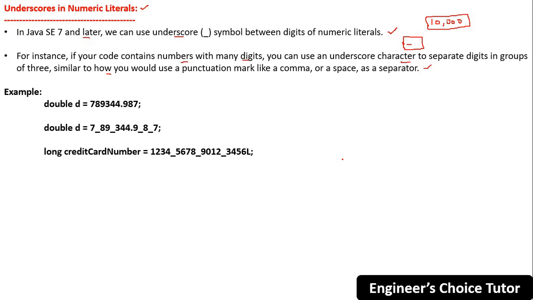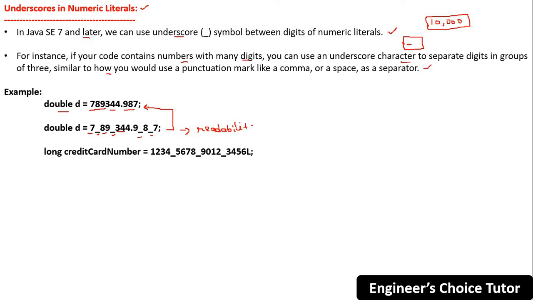For example, see double d is equal to 789,344.987. I want to separate these digits in groups, so I have used 7, then underscore, then 89, then underscore, then 344.9, underscore 8, underscore 7. After the compilation, it will form again like the original number. It is only to maintain the code and to improve the readability of the code.